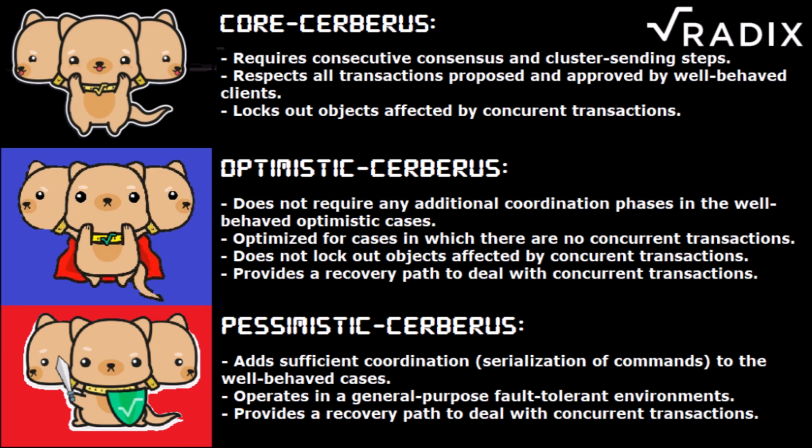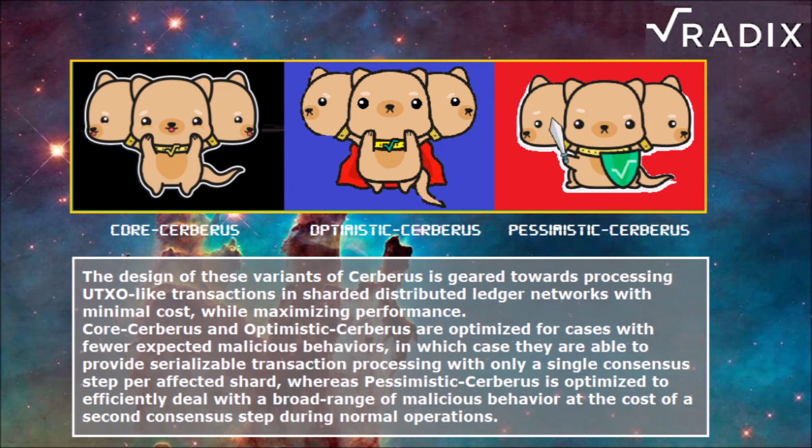Pessimistic Cerberus adds sufficient coordination, serialization of commands, to the well-behaved cases. Operates in general-purpose fault-tolerant environments. Provides a recovery path to deal with concurrent transactions. The design of these variants of Cerberus is geared towards processing unspent transaction output-like transactions in sharded distributed ledger networks with minimal cost, while maximizing performance.